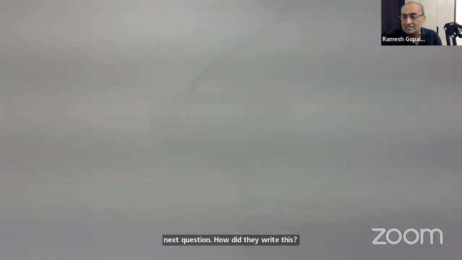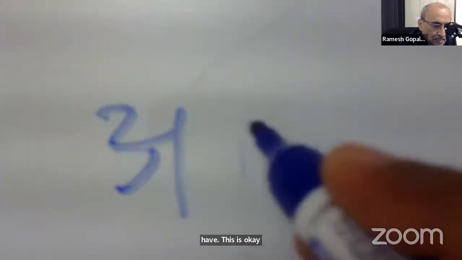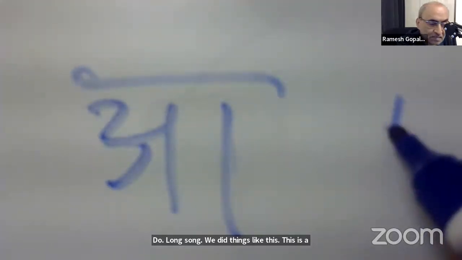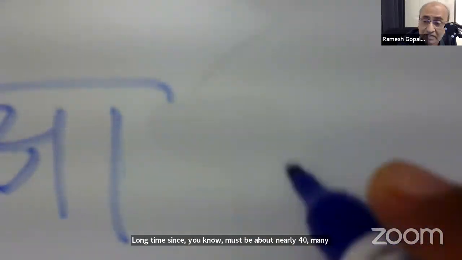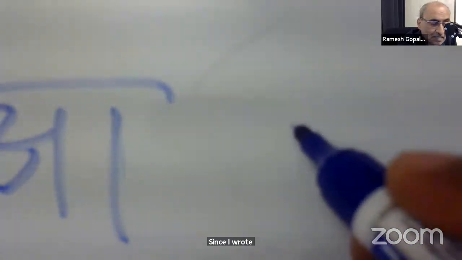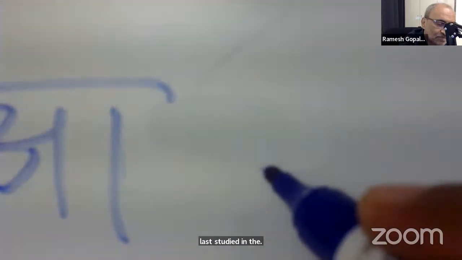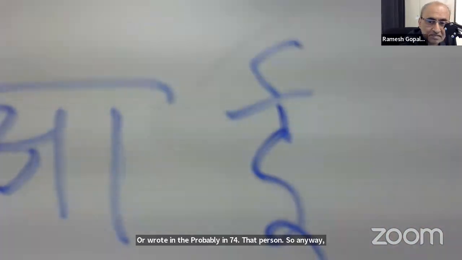Okay. So how did they write this? That's the next question. How did they write this? Did they make new kanas like our languages? See, we have, this is A, okay. This is A, correct, long sound. We did things like this. This is a different kana for us. This is E. It's a long time since I wrote Hindi, nearly 40 years. But I do read Hindi. I last studied or wrote Hindi probably in '74. That was it. So anyway, E was this. Correct? This is a different kana altogether. Japanese didn't go about making new kanas.